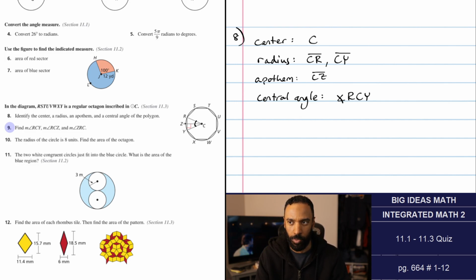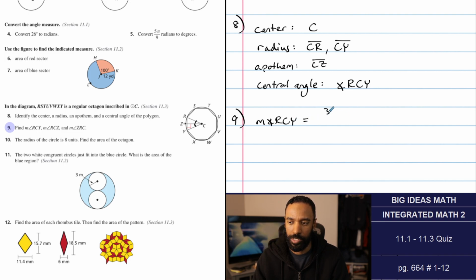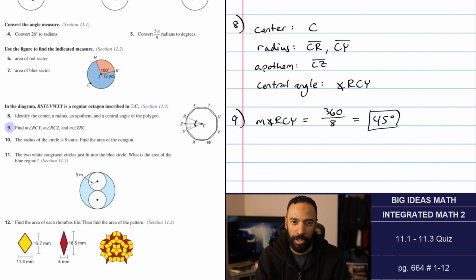See, RCY is the first one we're going to find, the central angle. And you're wondering, possibly, how do we find any measures if they don't give us any numbers? I just mentioned central angles add up to 360. So the measure of angle RCY, we're going to take 360 and divide by 8 for this regular octagon, and that's 45 degrees. So that central angle that I marked in black right there is a 45-degree angle.